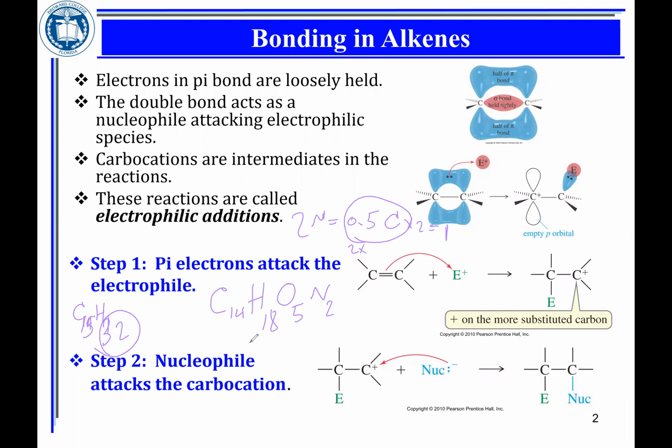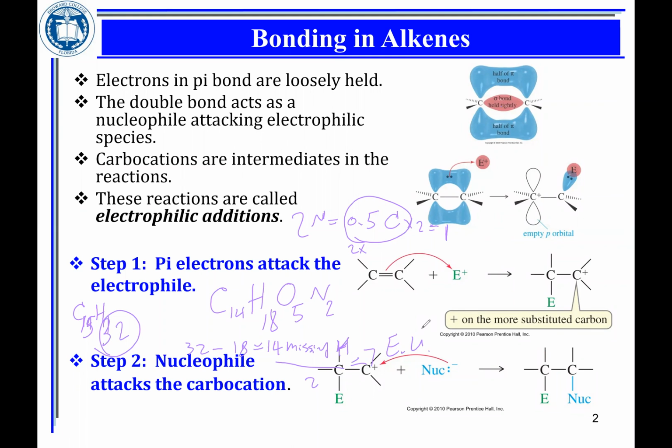How many hydrogen do we have? 18. So 32 minus 18 is going to be 14. Right? So it'll be about 7 then? 14 missing hydrogen. If you divide it by 2, it gives you 7 elements of unsaturation.